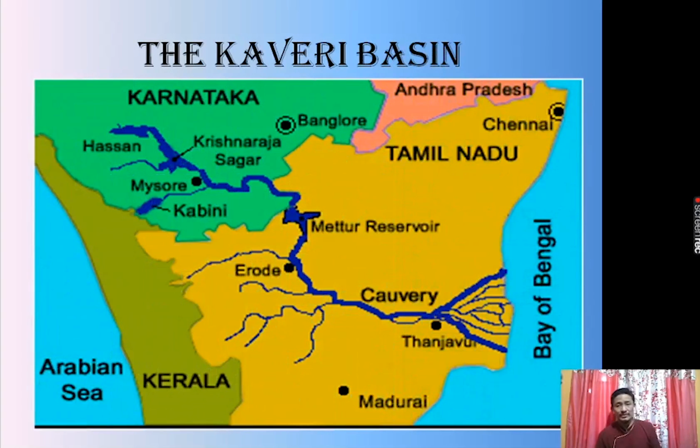Then we have Kaveri Basin. I'll just try to show you pictures. So here we are talking about Karnataka, and this is the Bay of Bengal. So this we can consider as a formation of delta, where most of the time the river deposits lots of sediments and silts.